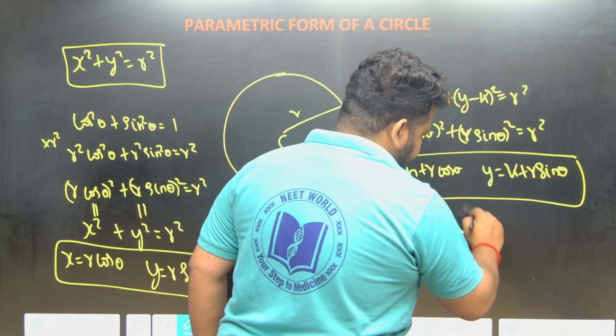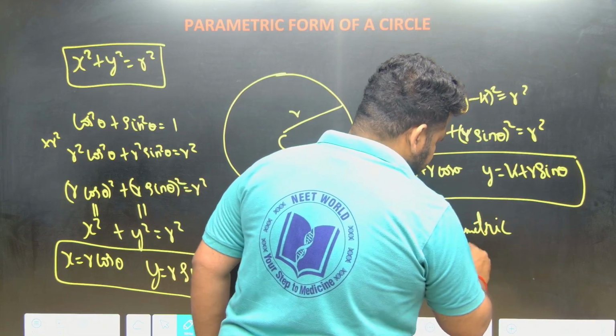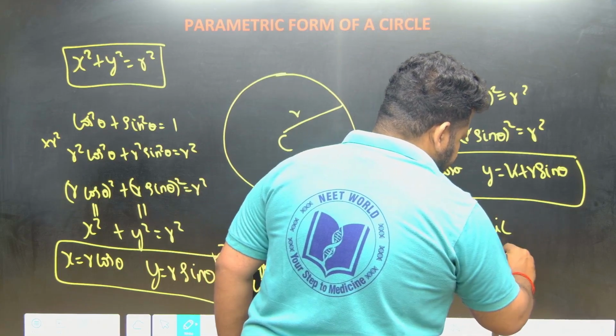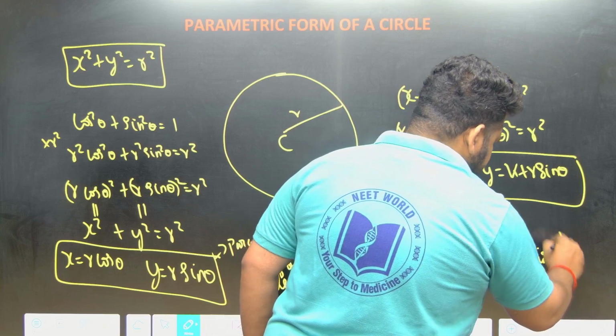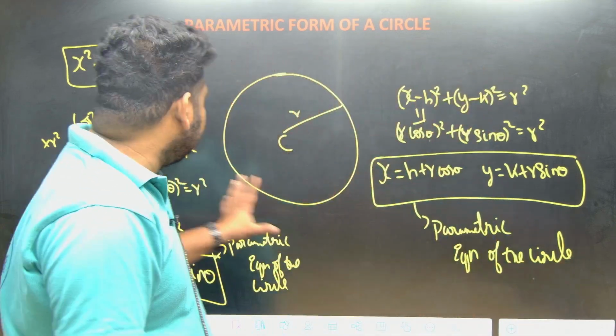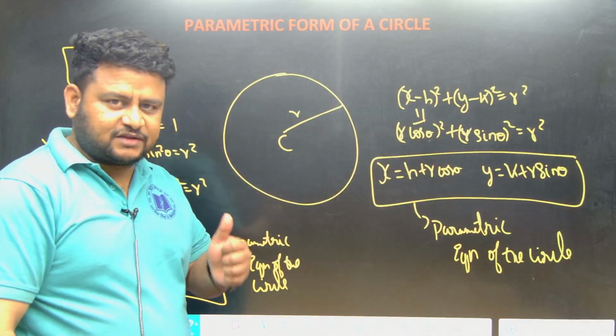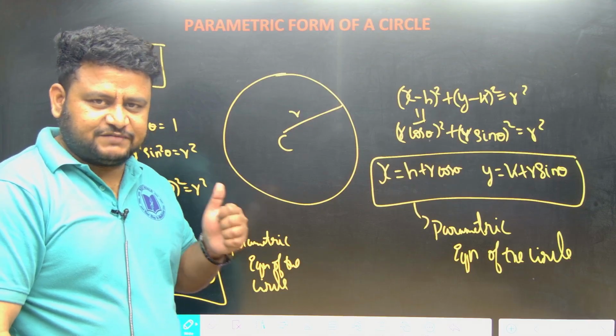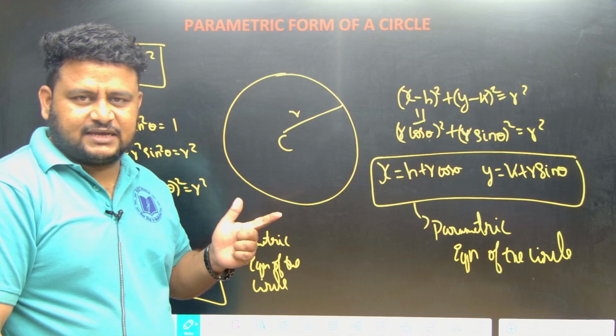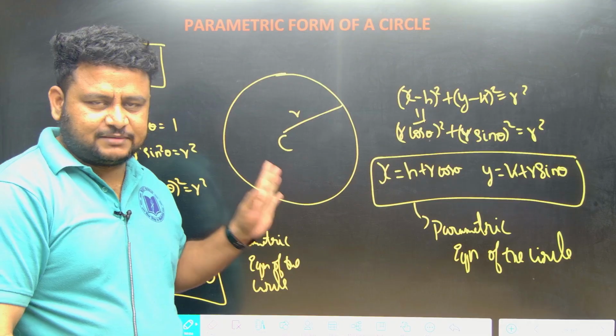This is the parametric equation of the circle. Clear, friends? This is how you have to do the parametric equation of the circle. Parametric form is very important, be it for circles, be it for straight lines, be it for conics, that is ellipse, parabola, hyperbola. Please remember this.